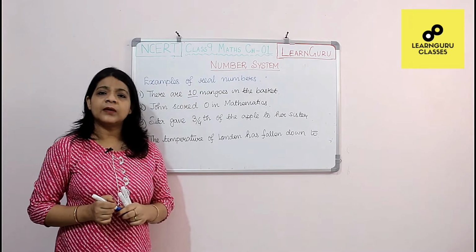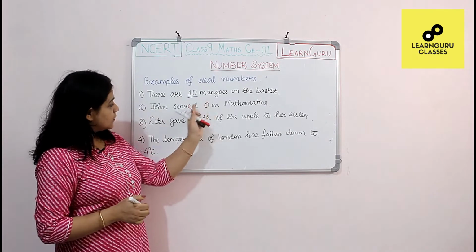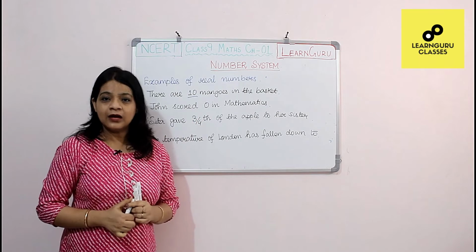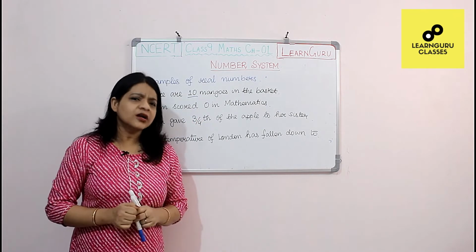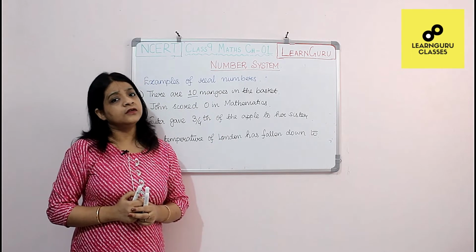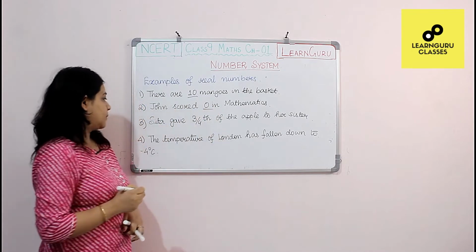John scored 0 in mathematics. Yes, 0 is also a real number because the sentence can also be related to the true world. John has not studied anything in the exam and for that he has scored 0. So we can say that 0 is also a real number.